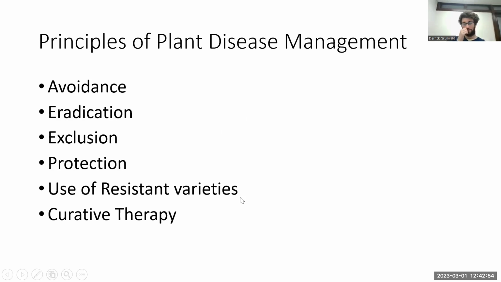So in general, when thinking about plant disease management, we're thinking about different strategies to avoid plant diseases, including avoidance, eradication, so destroying the material, exclusion, protection, using resistant varieties. I'm interested to see where this moves in the future, sort of curative therapy. These can be things like heat treatment for getting rid of viroids, for example.